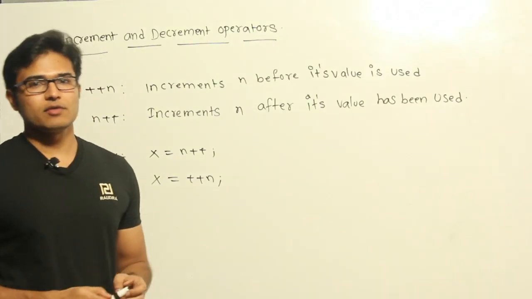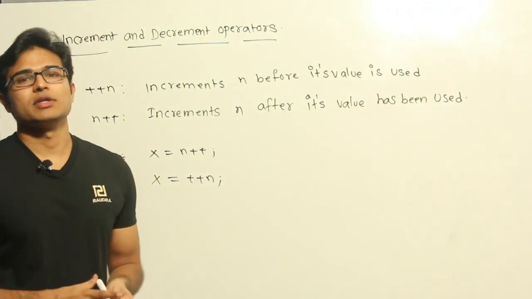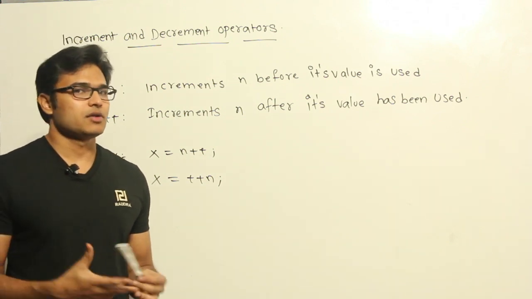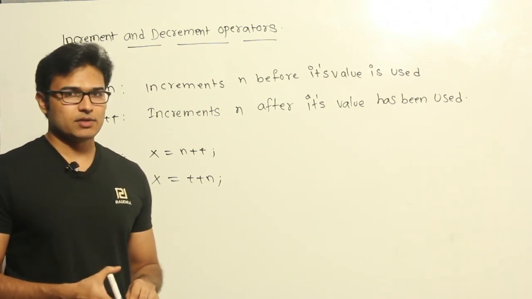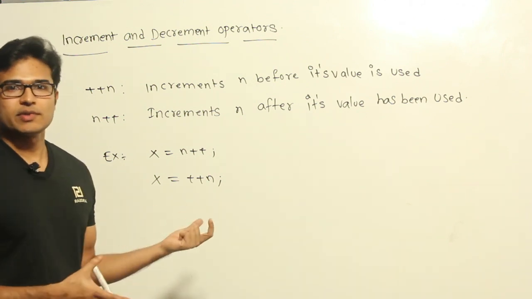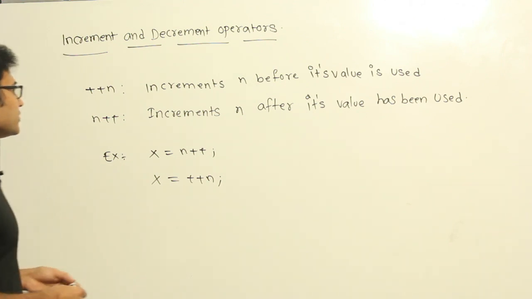Now when you want to increment the value of n or any variable, there are two ways: ++n or n++, or you can also write n = n + 1, right? Generally, to write it in an elegant form, we use ++n or n++, but there is a difference between these two.